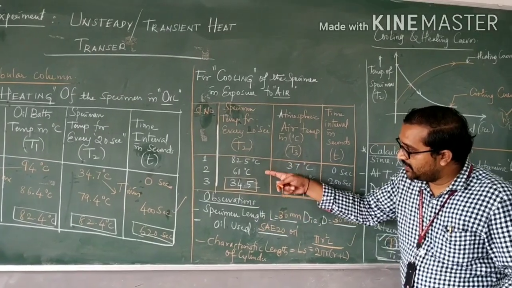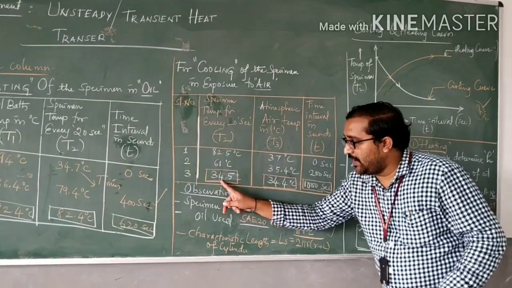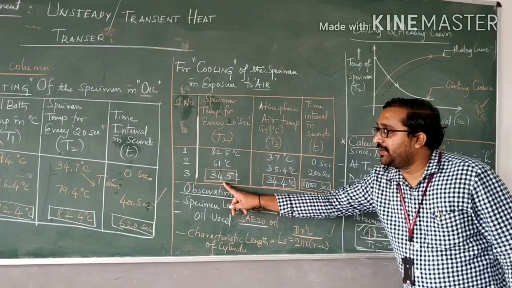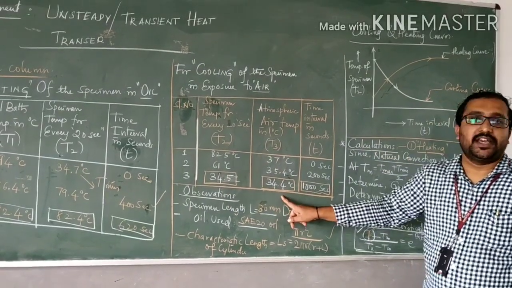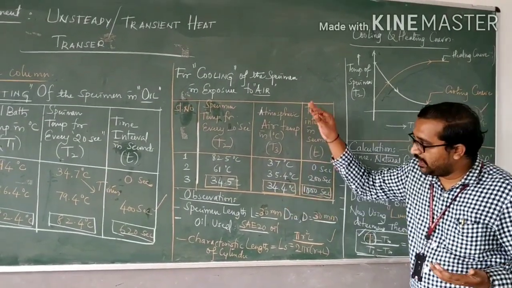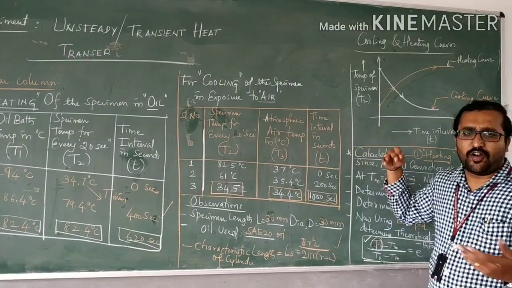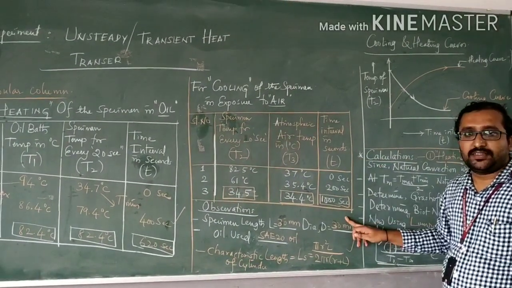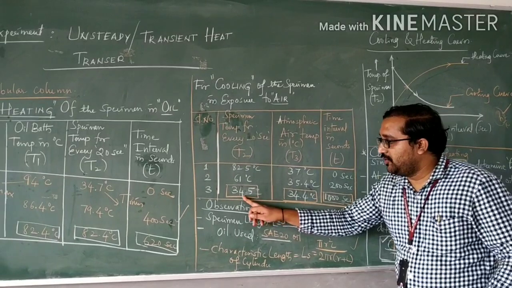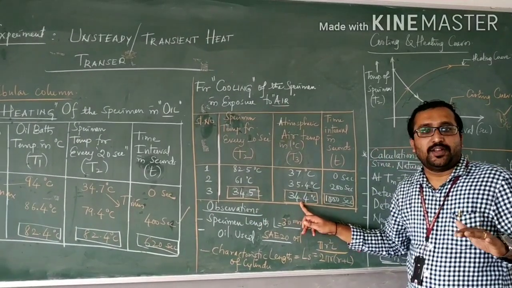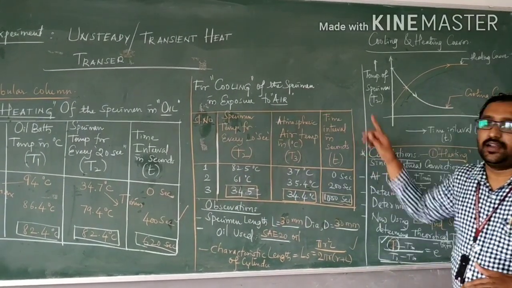You will come across a situation where again the temperature of the specimen and the temperature of the air become equal. Until then, for every 20 seconds or 10 seconds, you note down the readings. You can do this up to the point where you can stop your experimentation. So tabulation can be done like this.